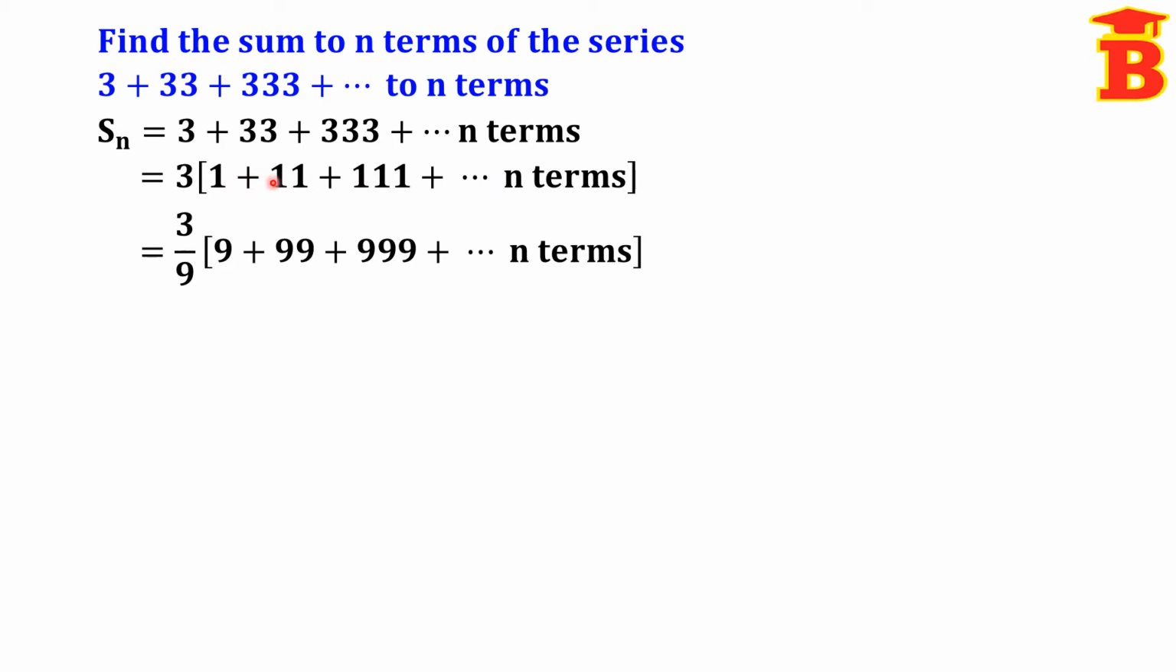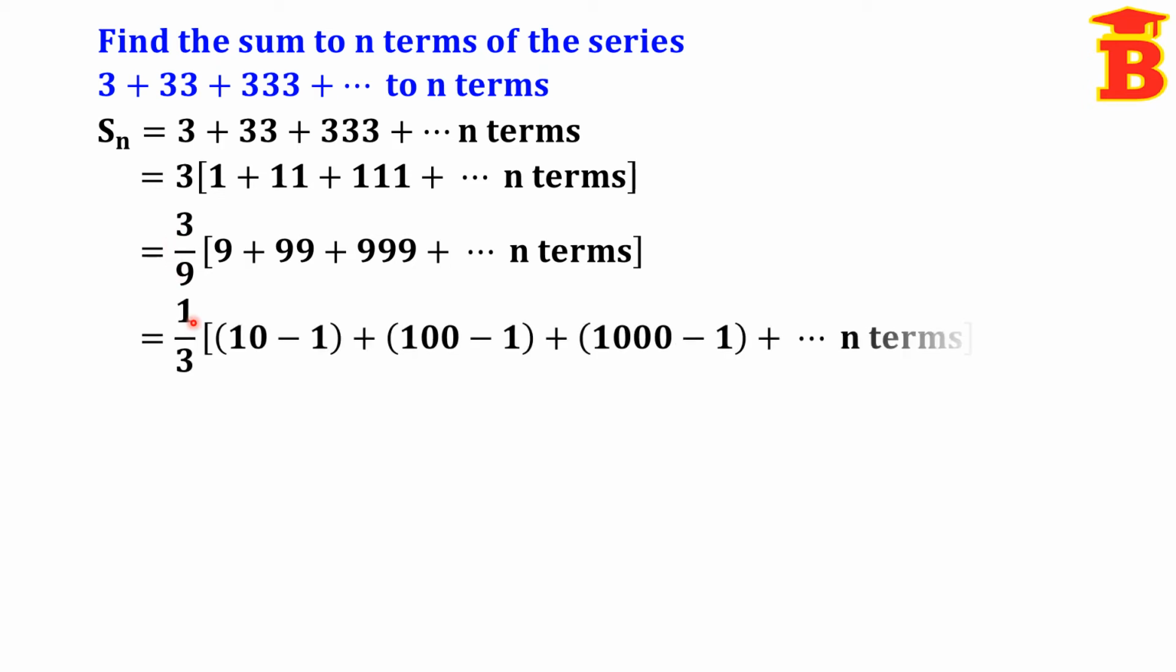So 9 plus 99 plus 999 plus etc. n terms. Divide by 9, we write it common outside, whole divided by 9. And now this outer number 3 by 9 is 1 by 3 into, see this bracket, this number 9 can be taken as 10 minus 1 plus this 99 can be taken as 100 minus 1 plus this 999 can be taken as 1000 minus 1 plus etc. n terms.